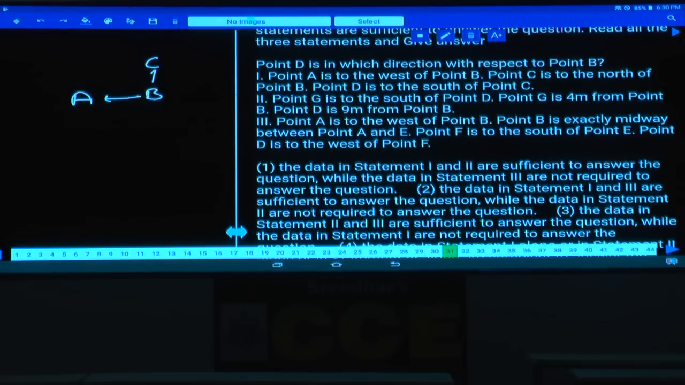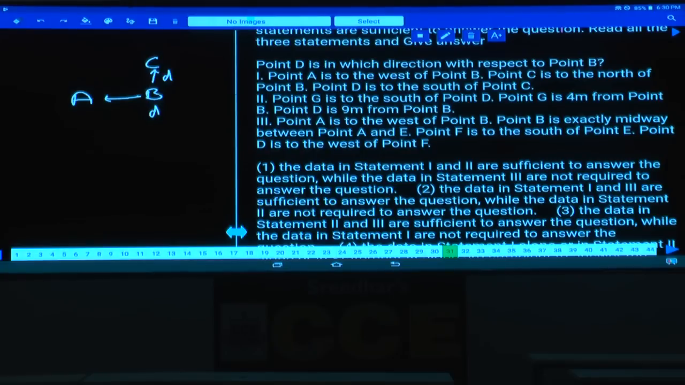D is to the south of C means D can be either at this place or D can be at this place. D can be either to the north of B, in between C and B, or below this B. Hence, as you are getting 2 different possibilities, D can be either north or south with respect to B. As you are getting 2 different answers, 1 alone is not sufficient and choice 4 is completely ruled out.